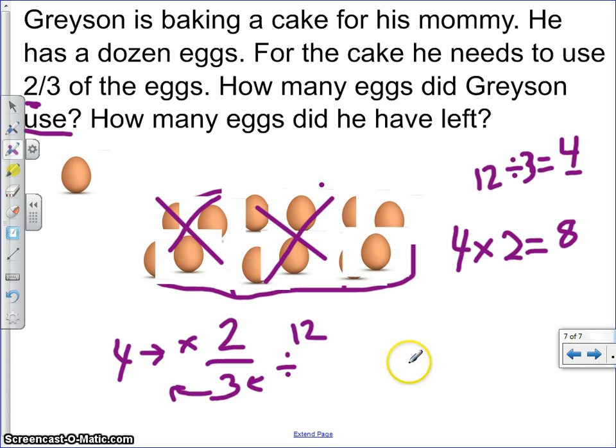We'll go over both strategies on how to solve this. But just remember that a fractional part of a set like this is not just talking about something that is obvious, like the color or the shape of something. These eggs are all the same, but we're using a certain amount of them, a fractional part of the whole group.